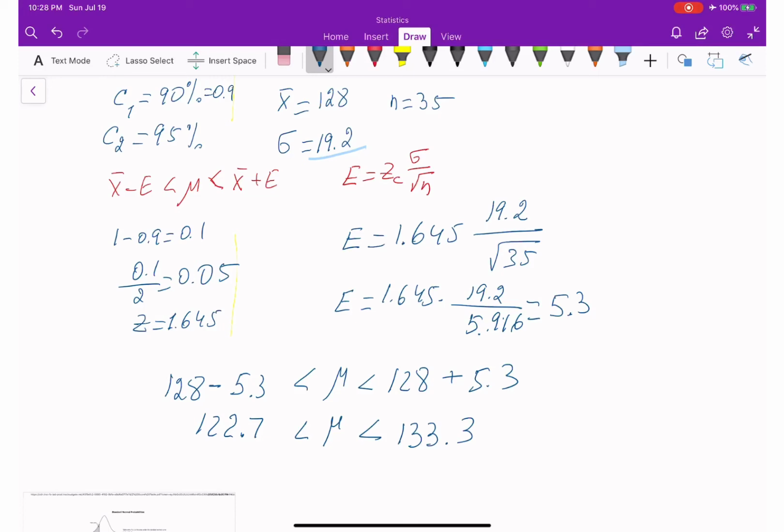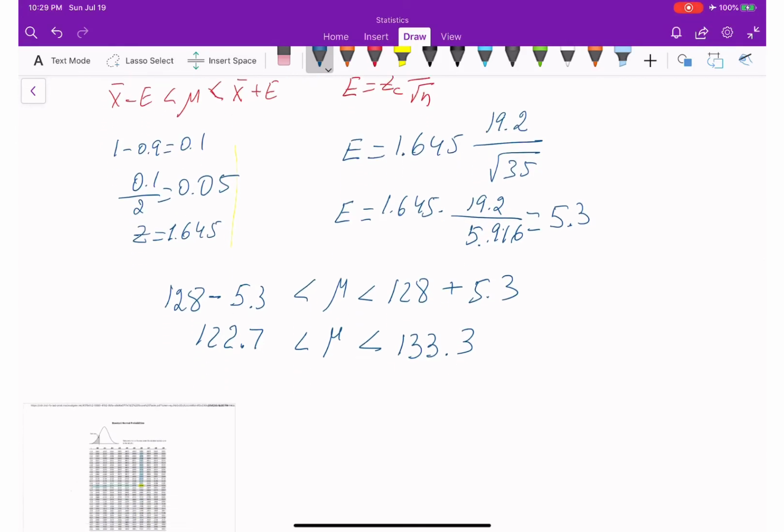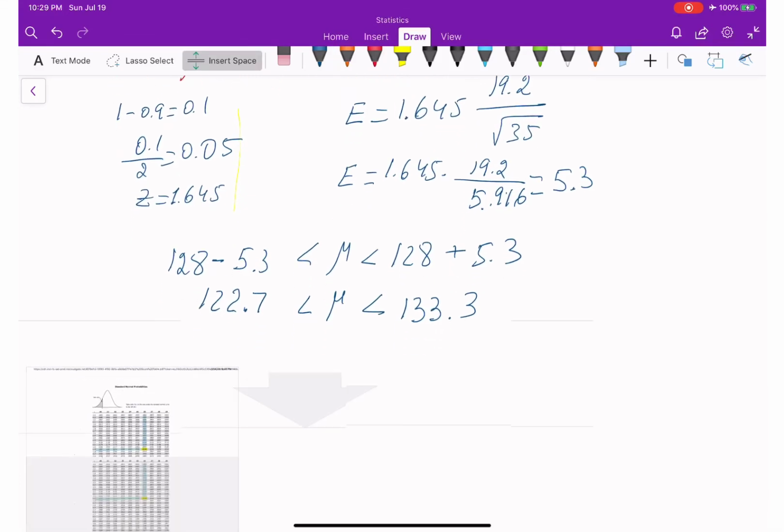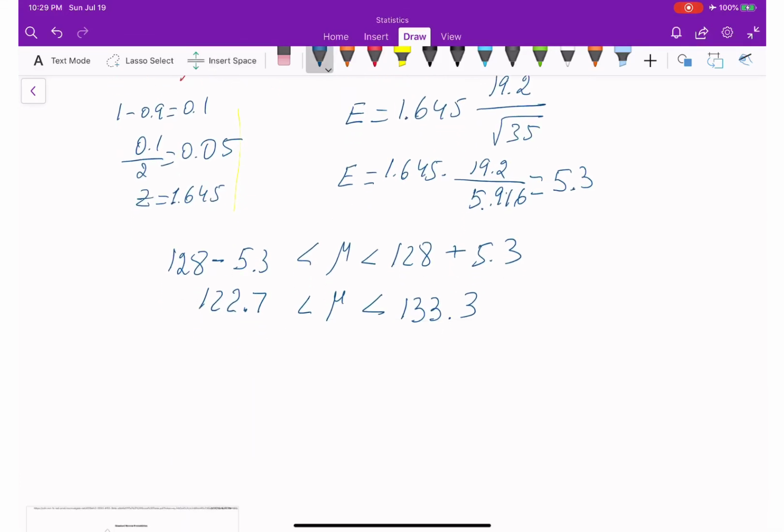So the confidence interval, let me write down the final answer. If I plug in, it's going to be 122.7, comma, 133.3. Okay, one more, the last one, and we will be done.